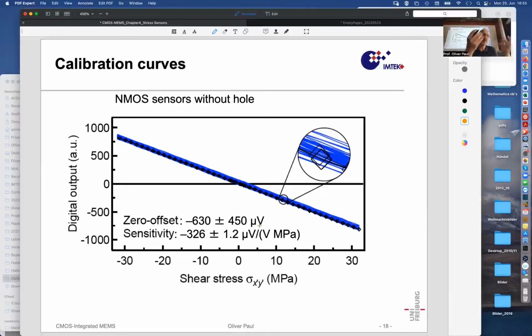And that is because those transistors are not placed, and those source drain contacts are not placed exactly symmetrically. As we have seen already with the Hall sensors, their small shifts cause offsets. And that's what you see here.